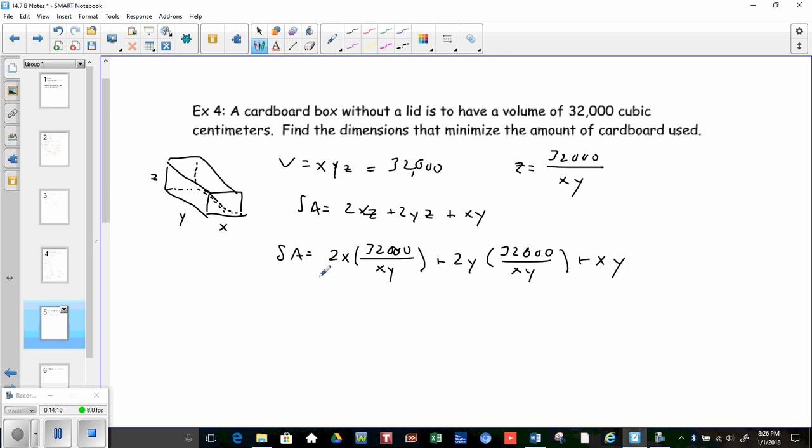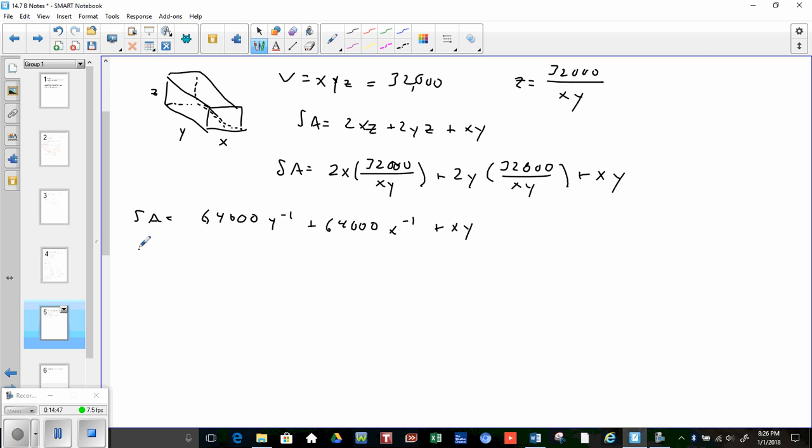So before I even try and take partial derivatives, let's simplify this a little bit and make it easier to take partials. So 2 times 32,000 is 64,000. Gonna have some big numbers to deal with, but that's okay. X over x will go away, and then I'll have a y in the denominator, but let's make that a y to the negative 1 to make it easier. Same deal here. We're going to have a 64,000. Y over y will go away, so we'll have an x to the negative 1, and then plus xy. Okay, so now we're to the point where we can take partials.